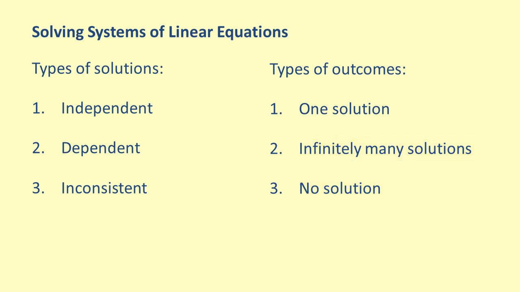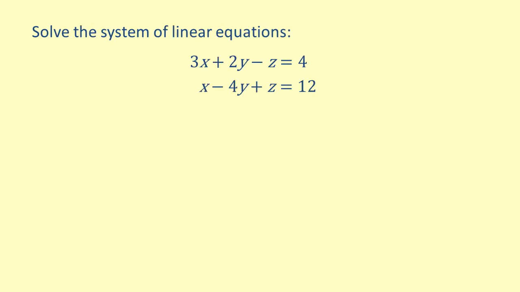Let's do an example where we solve a system of two linear equations in three variables. We are given the equations 3x plus 2y minus z equals 4 and x minus 4y plus z equals 12. To keep track of them, let's label the first equation 1 and the second equation 2. First, we want to see if any of the expressions will cancel out when we add the equations together. We can see here that we have a negative z in equation 1 and a positive z in equation 2. So we'll add the equations together to cancel out the z term from each.